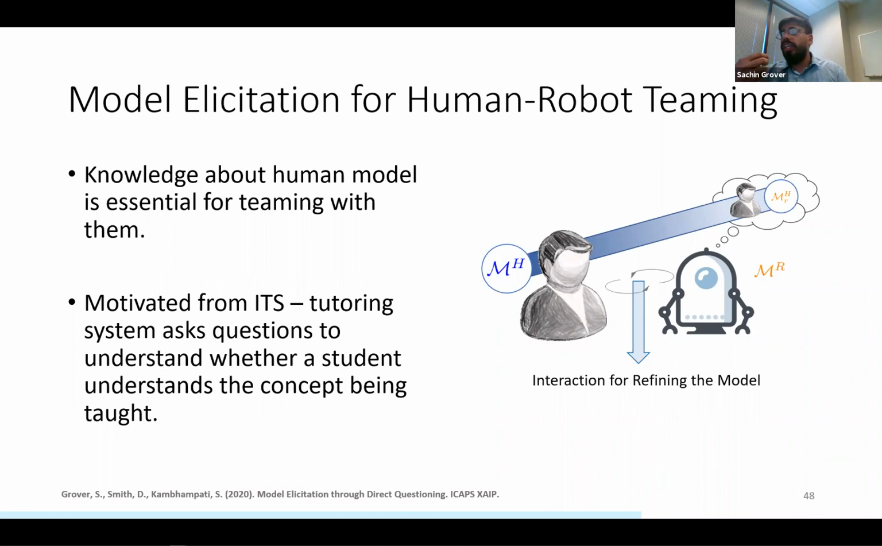The motivation is that understanding the human's model and what they can do matters. If a robot knows this, then it would be easier for it to model what exactly is going on in the environment, and probably support or facilitate the user in any way possible. Having a clearer understanding, and having it closer to the human model, can be helpful. Again, this is motivated by the ITS system, where a tutoring system would ask questions to the students and understand whether a student understands the concept or not.